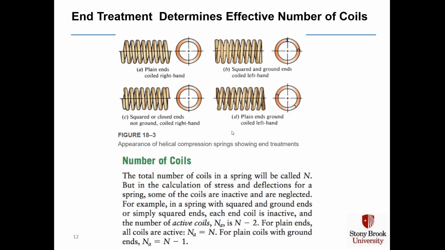The total number of coils in a spring will be called N, but in the calculation of stress and deflections for a spring, some of the coils are inactive and neglected, the ones at the ends typically. In a spring with squared and ground ends, or simply squared ends, each end coil is inactive, and the number of active coils, Na, is N minus 2. For plain ends, all coils are active, Na equals N, and for plain coils with ground ends, Na equals N minus 1.